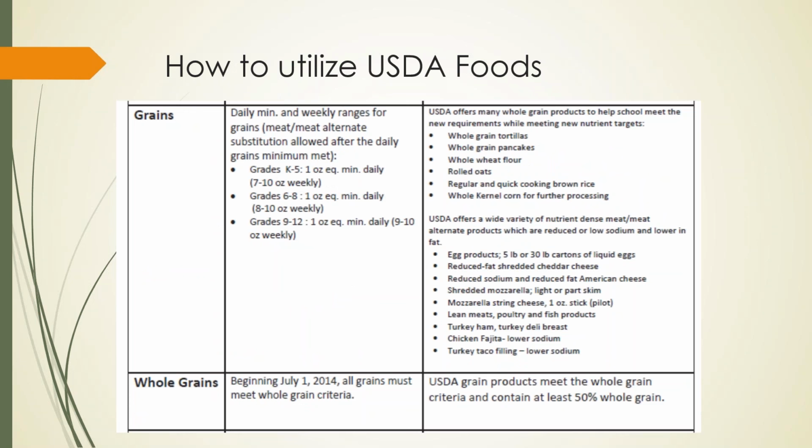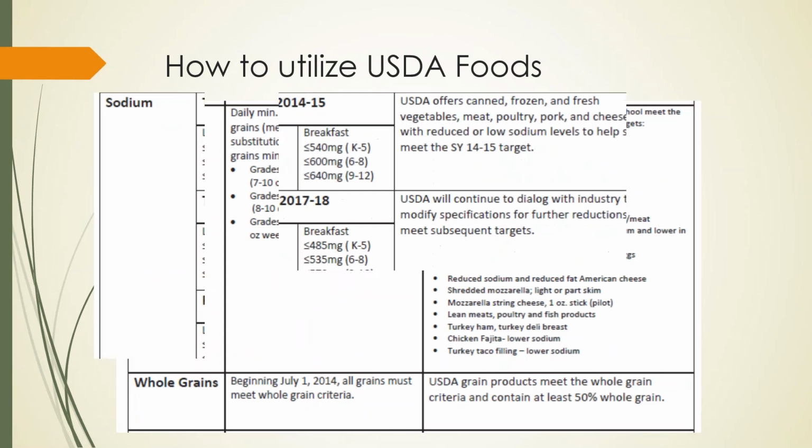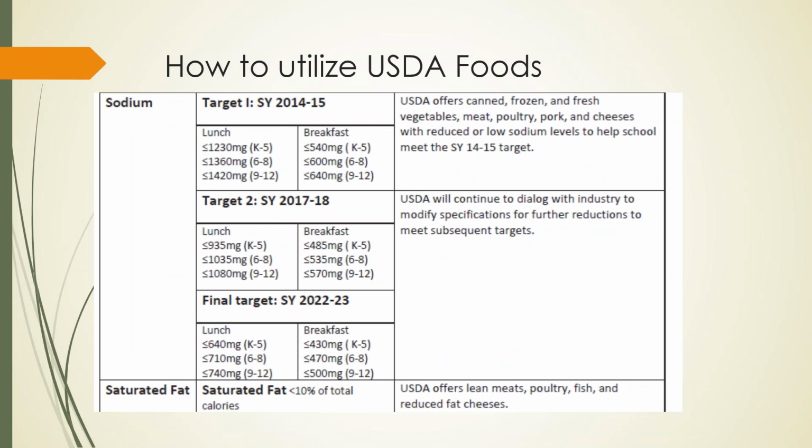And again, more of those grain products and the whole grain rich criteria that's in place. And again, we're still taking a look. Right now we're in the target 1 sodium levels, but fast approaching is the target 2 for the 2017-18 school year. And the third and final target is in the 2022-23 school year. And again, for saturated fat, USDA is offering those lean meats, poultry, fish, and reduced fat cheeses for the menu planning.